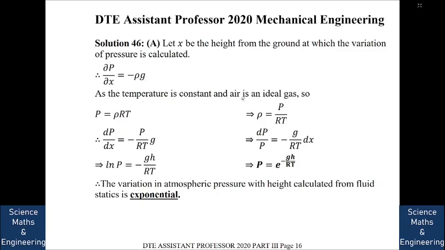Now as the temperature is constant and air is an ideal gas, so P is equal to rho RT, which implies rho is equal to P by RT. Now dP by dx would be equal to minus rho g, so instead of rho we can write P by RT, which implies dP by P is equal to minus of g by RT into dx. So integrating both sides we get log of P is equal to minus g into h divided by RT, as x is from what? 0 to h. So which implies that P is equal to e to the power minus gh divided by RT. So therefore the variation in atmospheric pressure with height calculated from fluid statics is exponential.